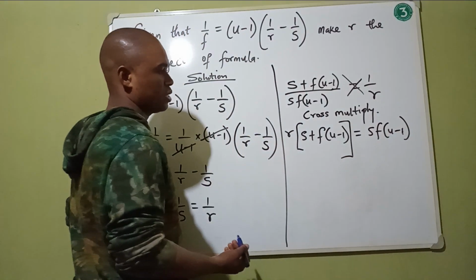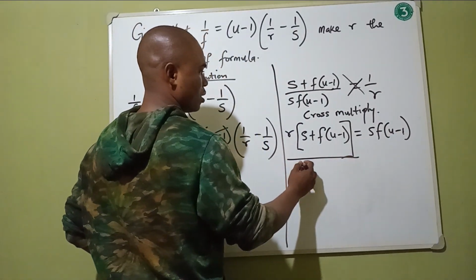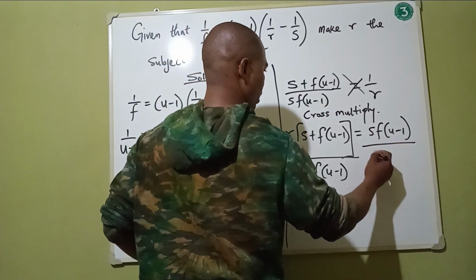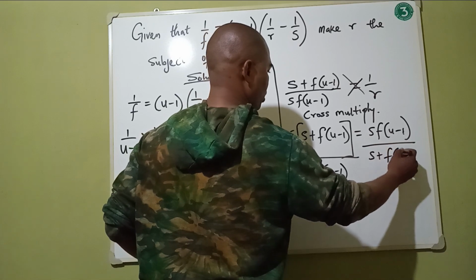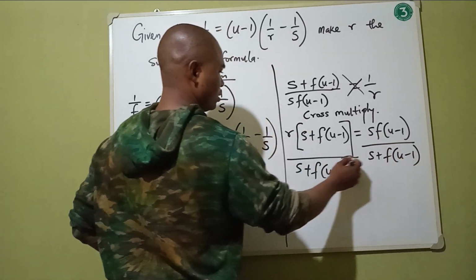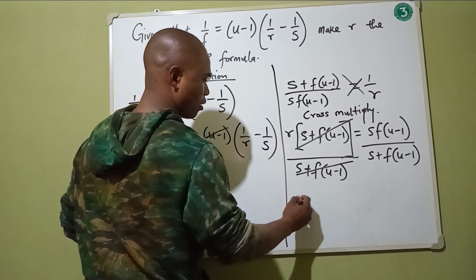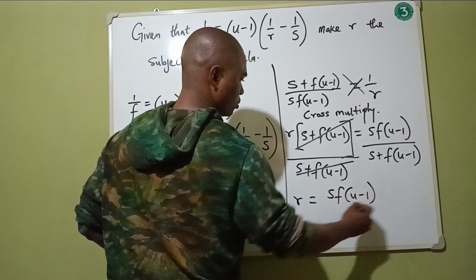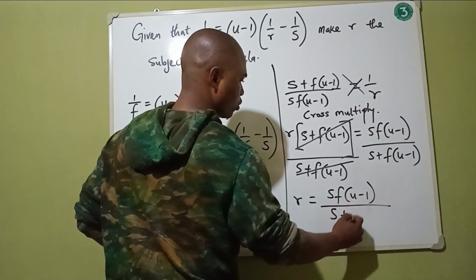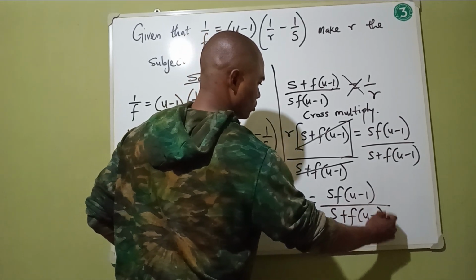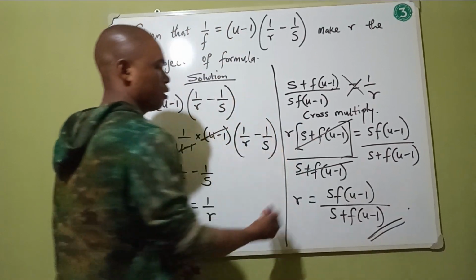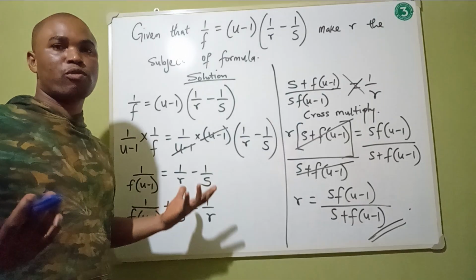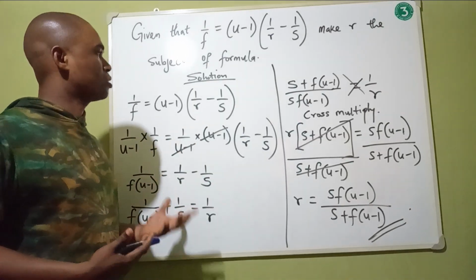I will have this. Now, I can divide both sides by s plus f times (u minus 1). Now, this will cancel out this. So my r will be equal to sf times (u minus 1) over s plus f times (u minus 1). So now I've isolated my r. So if you're given this type of question, this is how you approach it. Thank you.